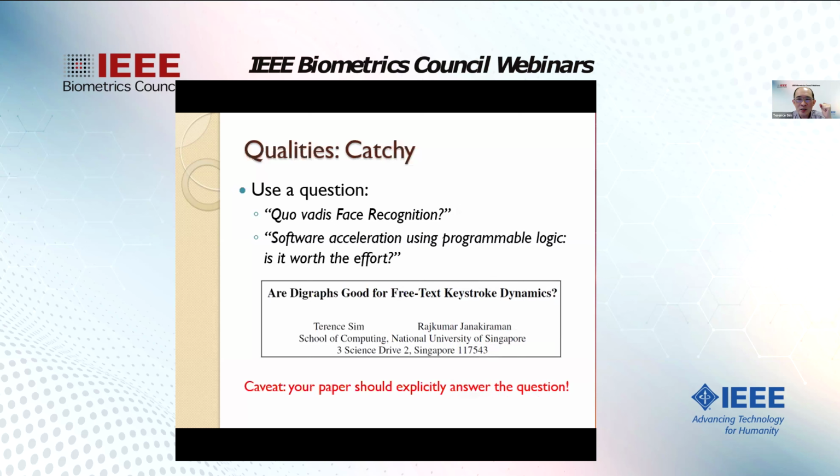Make it catchy. Use a question. So here, Quo Vadis face recognition. This is an actual paper. I know the author is Ralph Gross. Quo Vadis means where are you going? It's Latin. In other words, face recognition, where is it going? What is the trajectory? What is the trend of face recognition? Question mark. A question is a hook. It really draws people in. People want to know, yeah, that's a good question. I want to read the paper to find out.